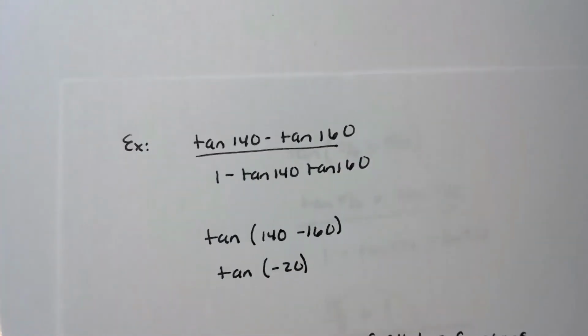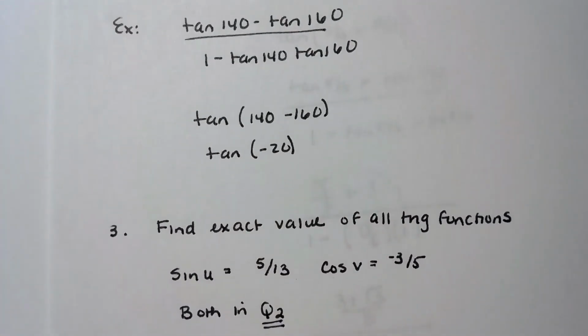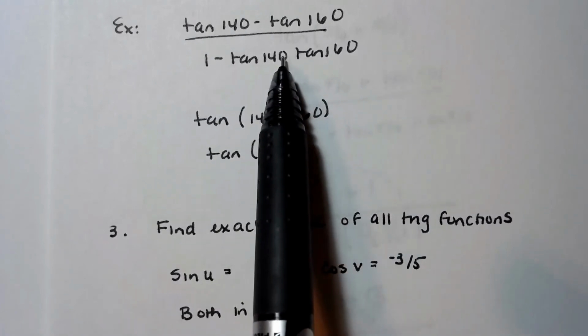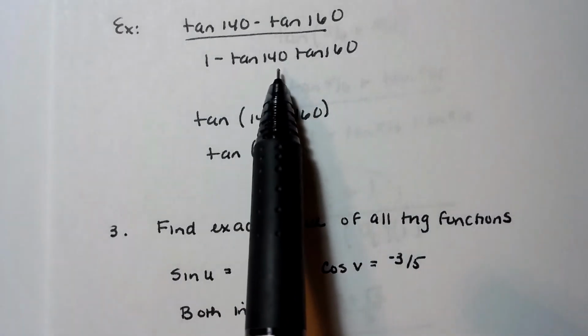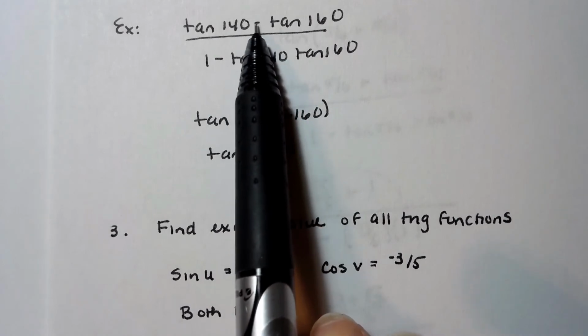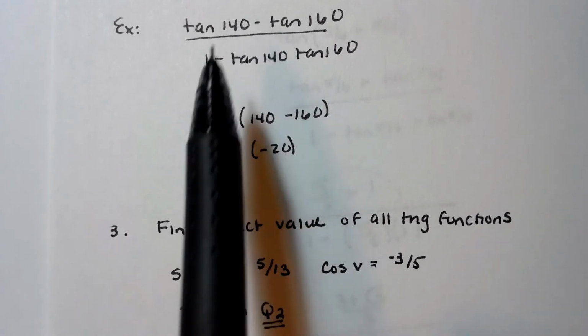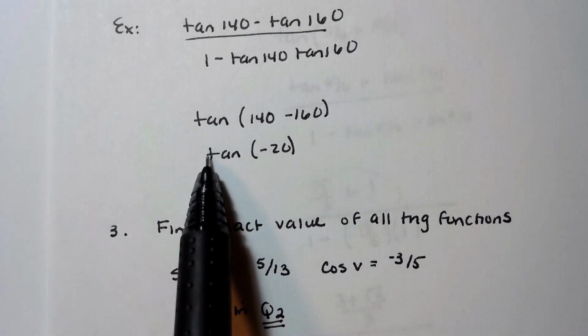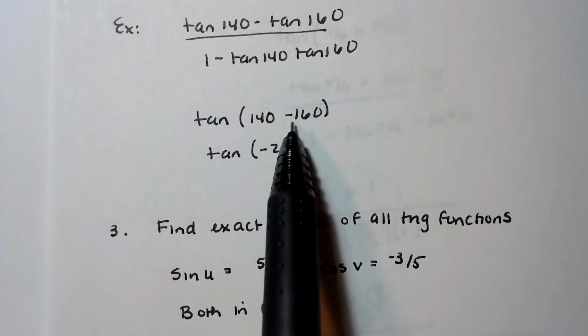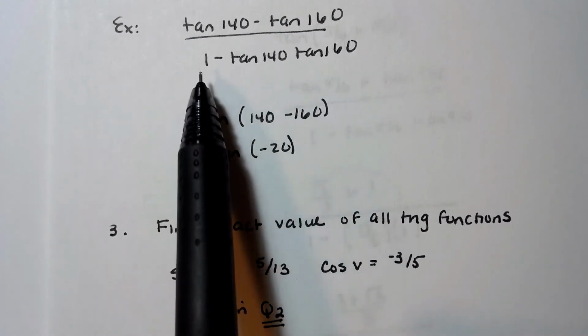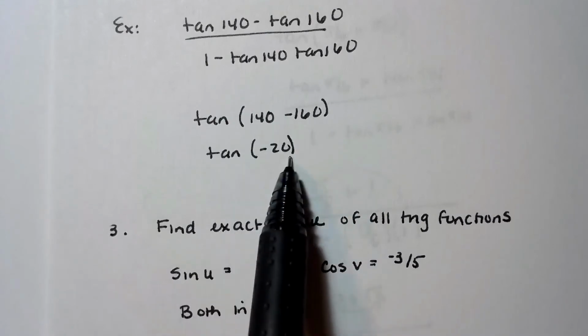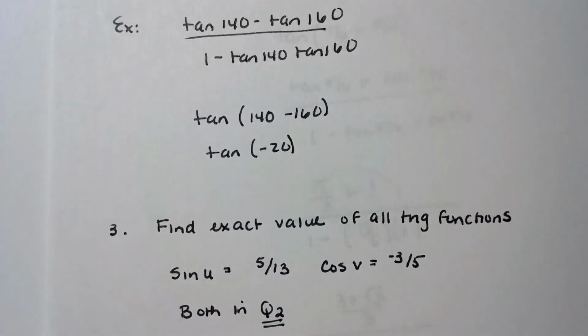There's another one with a tangent. Again, this looks ugly, but it's not bad, because what do I know? I know that this is the difference formula, because that difference will be here in the, remember this sign matches what's in here for the tangent. So it'll be the tangent of 140 minus 160, or the tangent of negative 20 degrees. Finished.